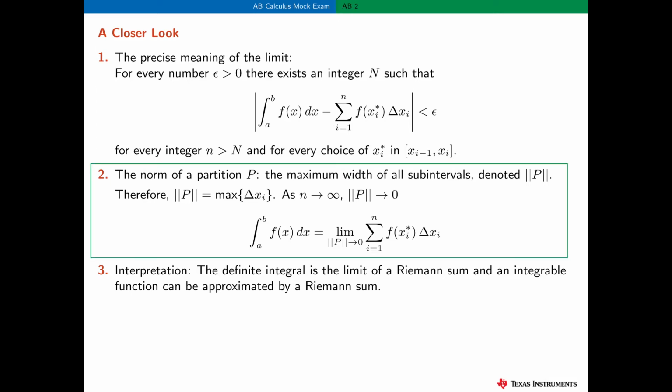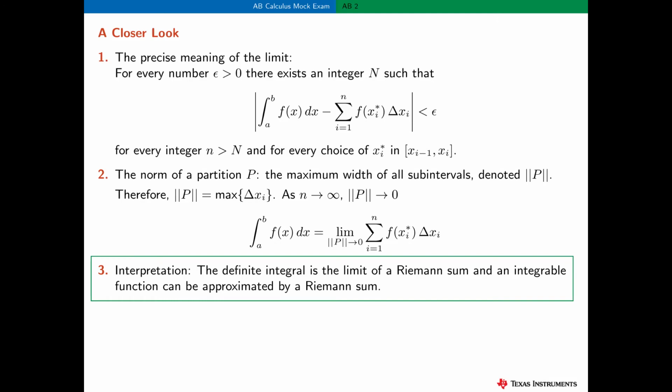And here's another way to write this definition based on the description of the partition P. The norm of a partition is simply the maximum width of all of the subintervals, and it's denoted this way. So, as n increases without bound, we are dividing the interval into more and more pieces, each smaller and smaller. So the norm of the partition goes to 0. Therefore, we can also define the definite integral from a to b using the limit as the norm of the partition goes to 0.